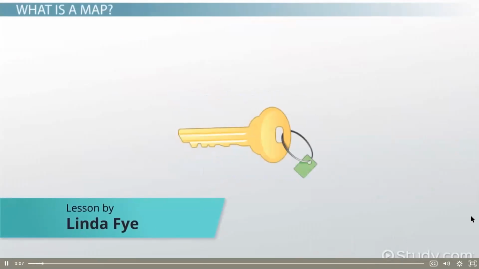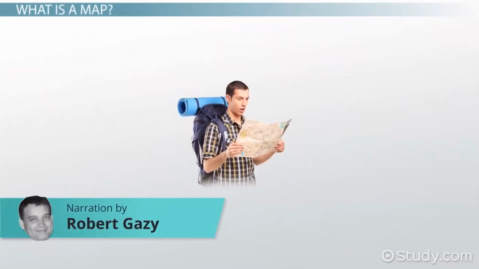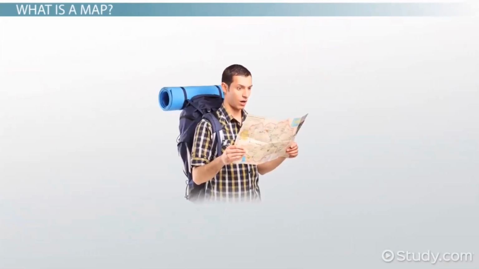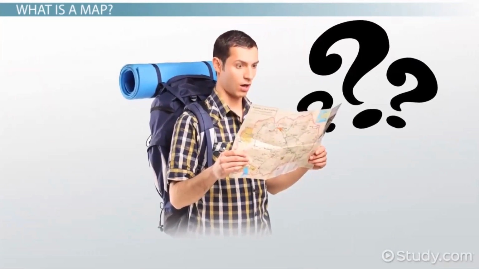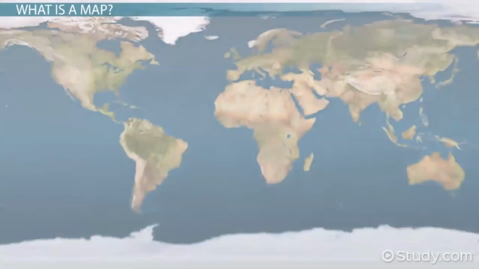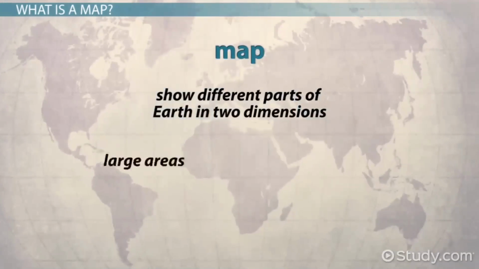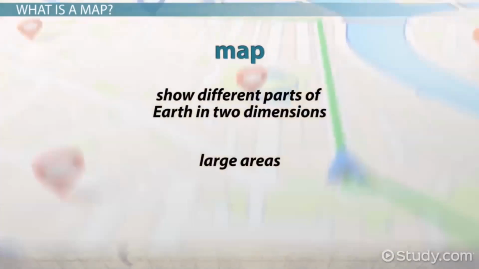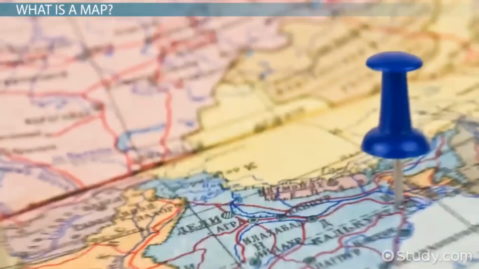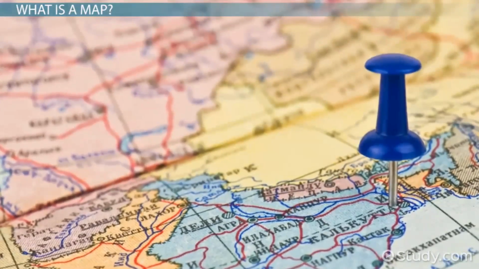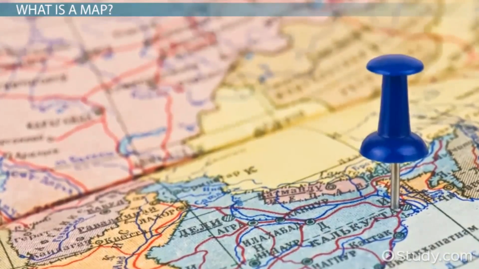Just like your house key opens your front door, a map key or legend opens up a map. The map key is what gives you all the information you need for a map to make sense. But first, what exactly is a map? It is a way that we can show different parts of Earth in 2 dimensions. Maps can show large areas like the entire planet, or very small areas like your neighborhood. The purpose of a map is to show how things relate to each other spatially, but more often than not, a map also shows other kinds of information.